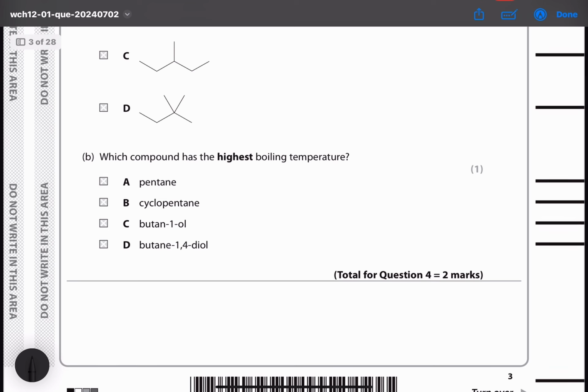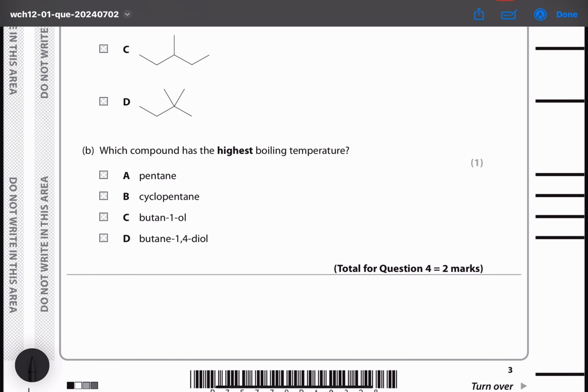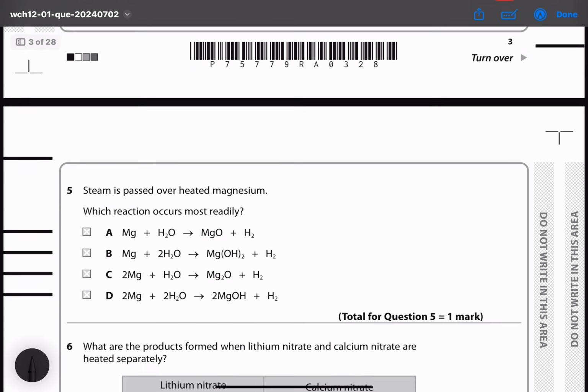Which compound has the highest boiling temperatures? Again, the boiling temperature depends on the intermolecular force of attraction. A, pentane, has only London force. Cyclopentane also has only London force. Butan-1-ol has hydrogen bonding. Butane-1,4-diol also has hydrogen bonding. But butane-1,4-diol can create two hydrogen bonds because there are two OH groups in butane-1,4-diol. So it will have the highest boiling point.